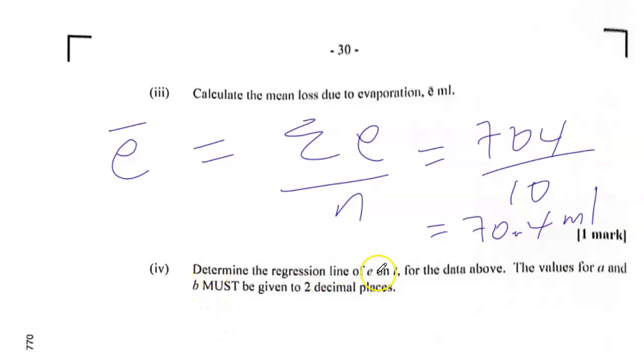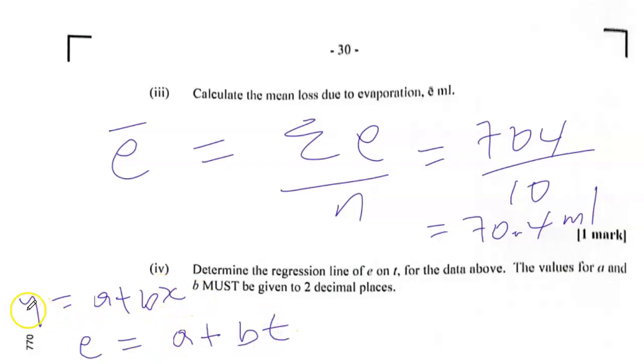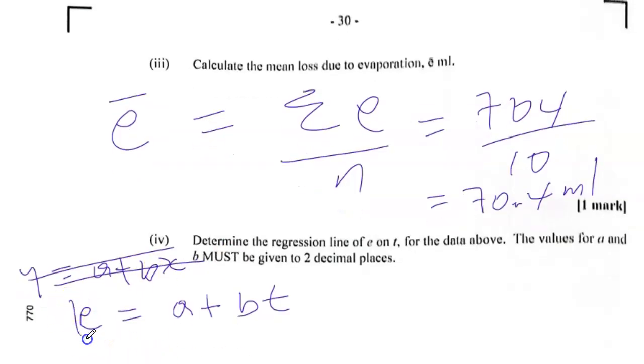Determine the regression line of E and T for the above information. The values of A must be given to 2 decimal places. So we know normally it's Y equal A plus BX. So we are using E to replace the Y, A plus B, and we're using T to replace the X. Alright, so our regression line should be in this format.